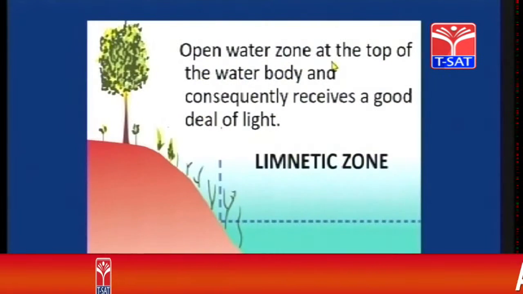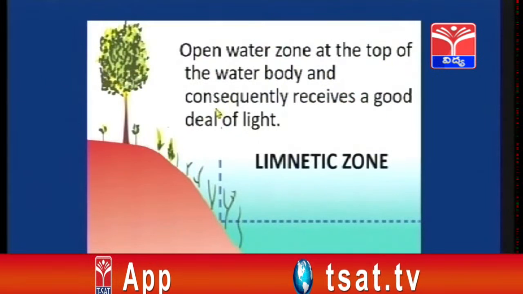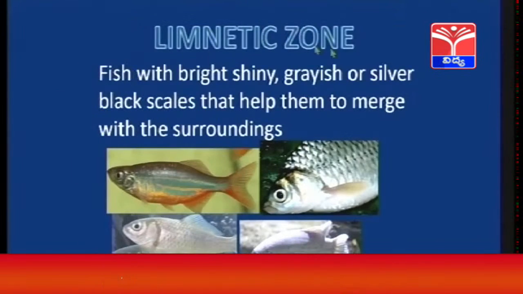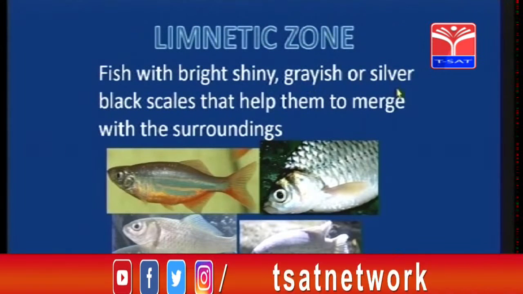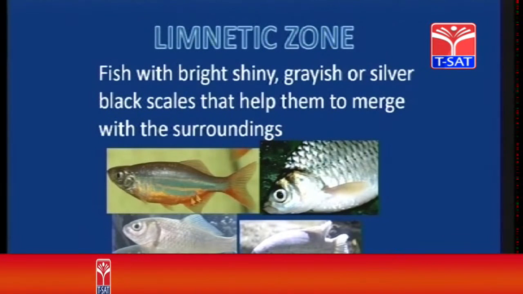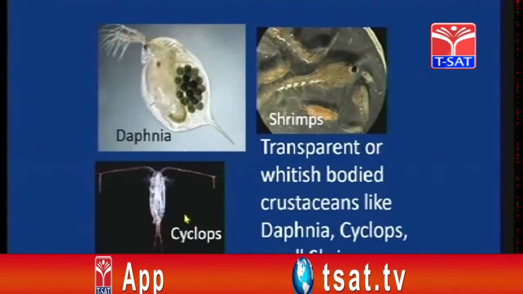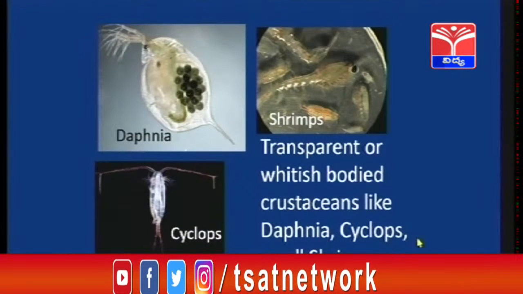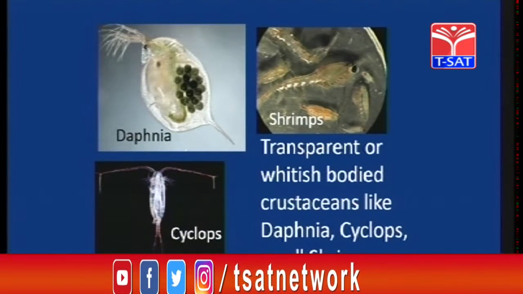The open water zone at the top of the water body, which consequently receives a good amount of light, is the limnetic zone. So, limnetic zone, children. Second zone: fish with bright, shiny, greyish or silver black scales that help them to merge with the surroundings. You can see, children, bright, shiny, silver black scales on the fish. You can see the Daphnia, Cyclops, and shrimps in this region. Usually transparent or whitish bodied crustaceans like Daphnia, Cyclops, and small shrimps are found in this zone.